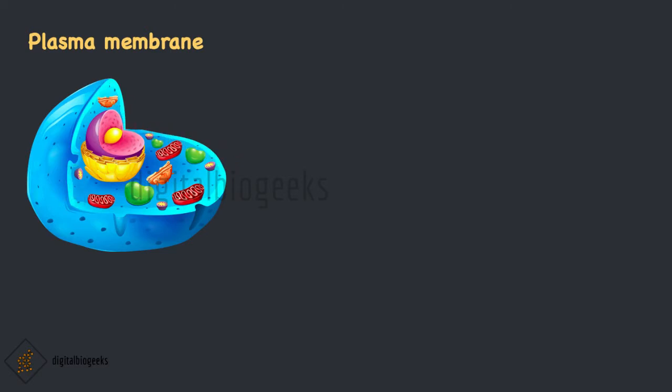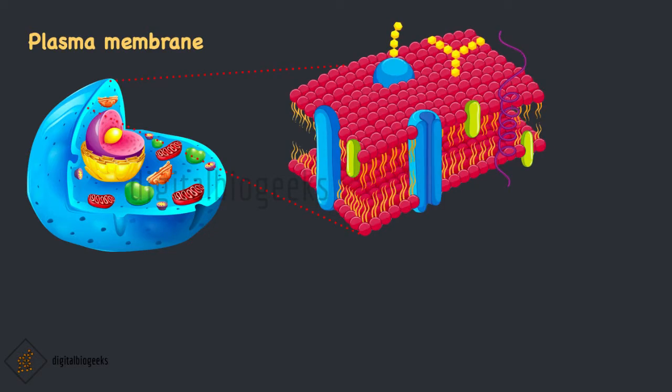Plasma membrane is made up of lipids and proteins. Here you can see an enlarged portion of the plasma membrane. We can observe the structure of plasma membrane by means of an electron microscope. Electron microscope will give high resolution images.